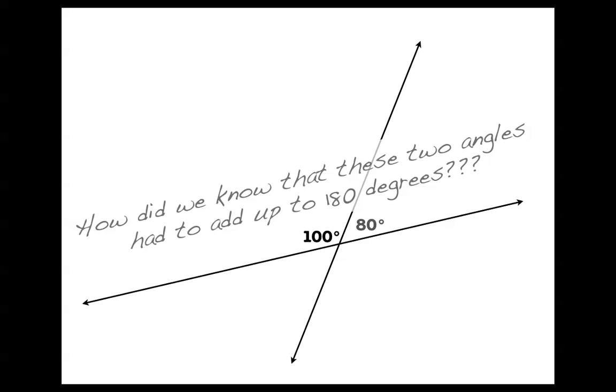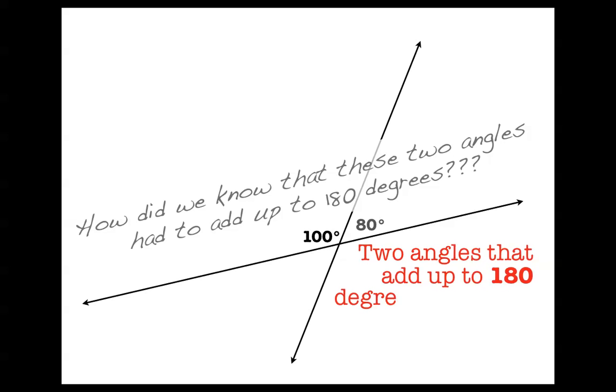Well, we knew that these two angles had to add up to 180 degrees because if you put them together, they make a straight line, and a straight line is 180 degrees, because a straight line would be like going halfway towards 360 degrees all the way back around to where you started off. Hopefully that makes sense to you.